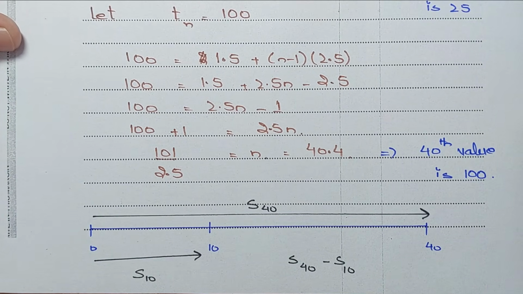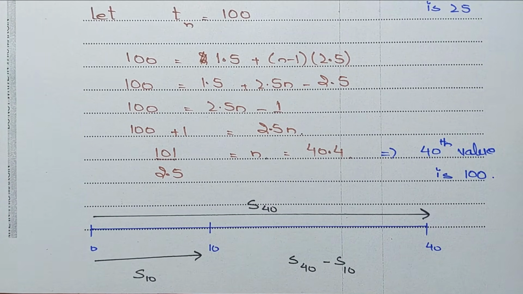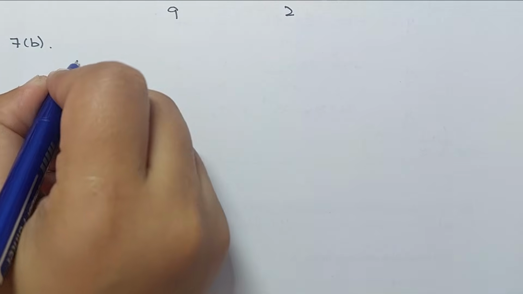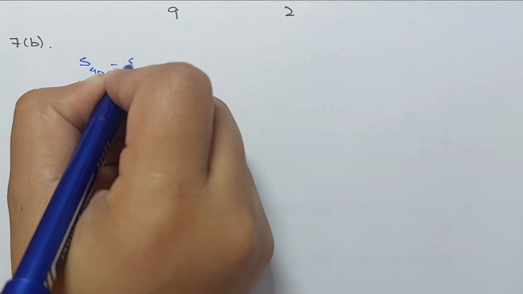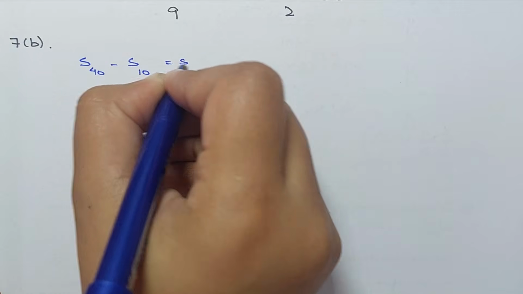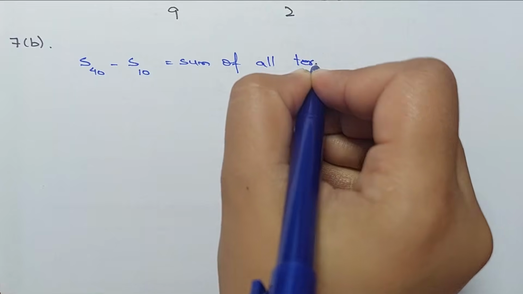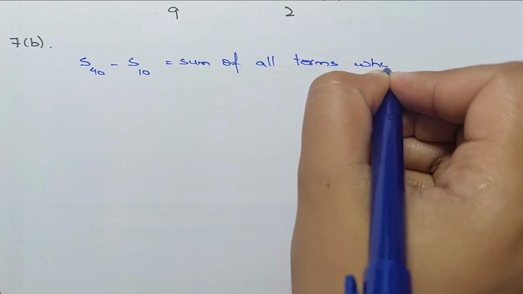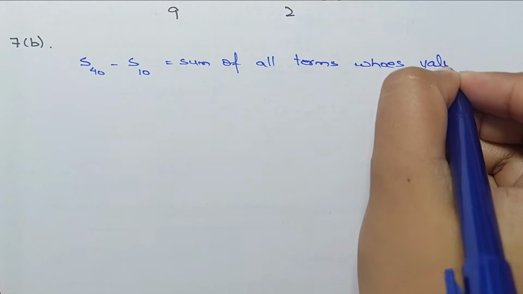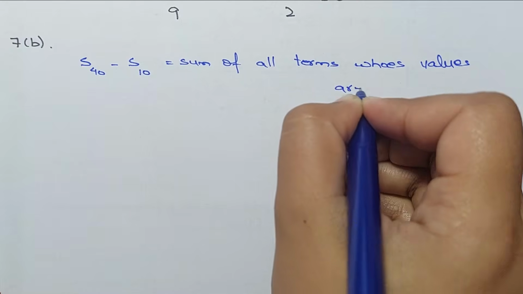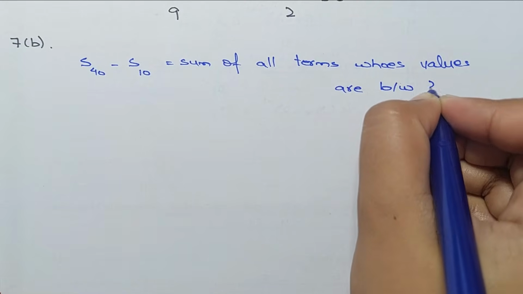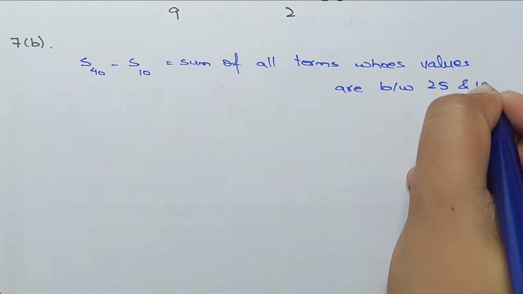I hope this is clear now, right? So we need to find S40 minus S10. Okay, so we can say S40 minus S10 is the sum of all terms whose values are between 25 and 100.